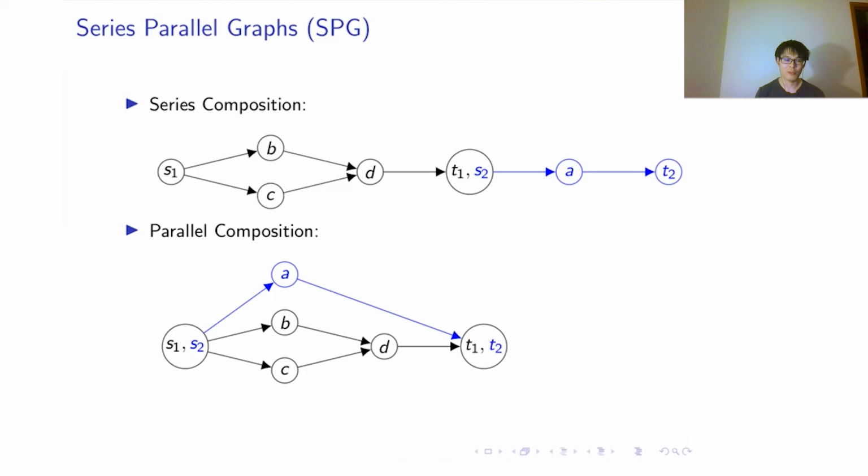So series composition sort of captures the increase of length in the trade. And this corresponds to sequential decision making. While parallel composition denotes the increase of competition. So it sort of captures competitive equilibrium. So that's our motivation behind studying series parallel graphs, because it sort of captures the two main ingredients.